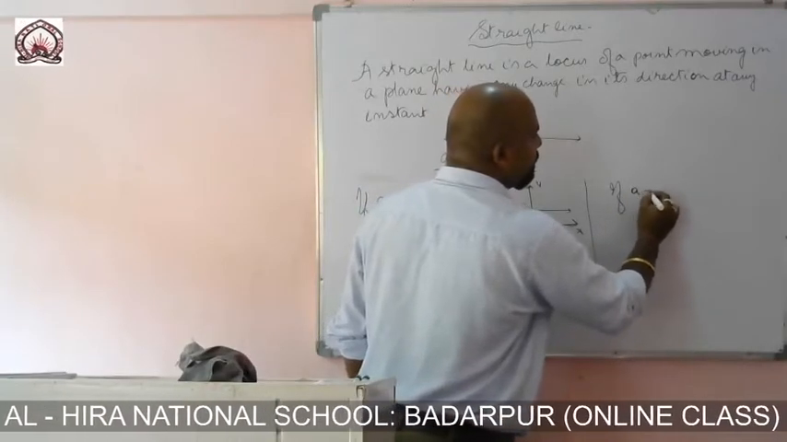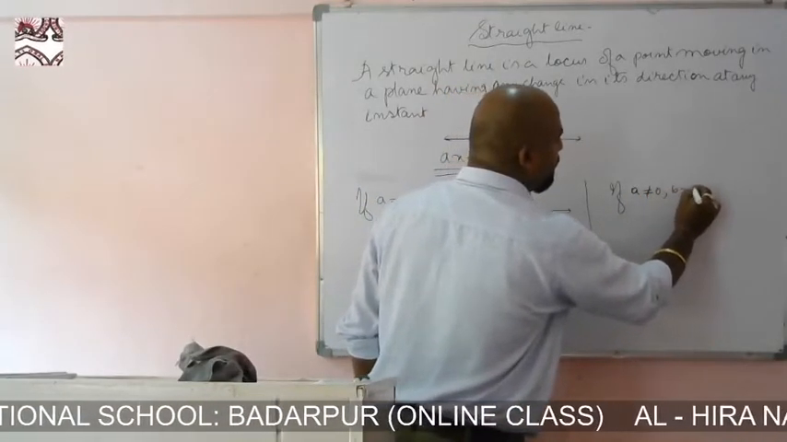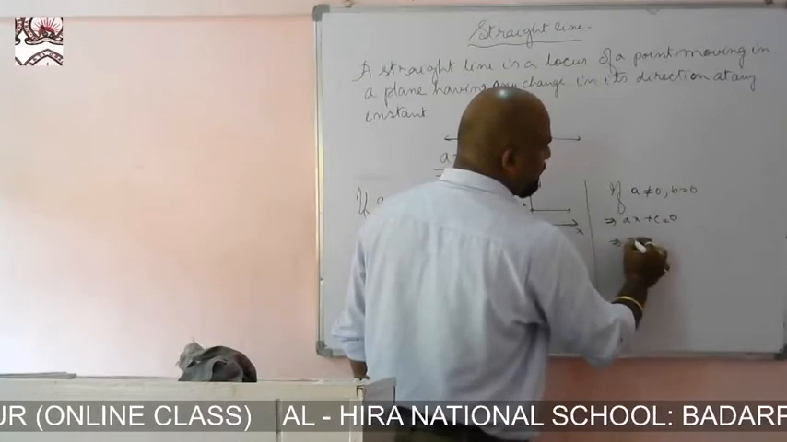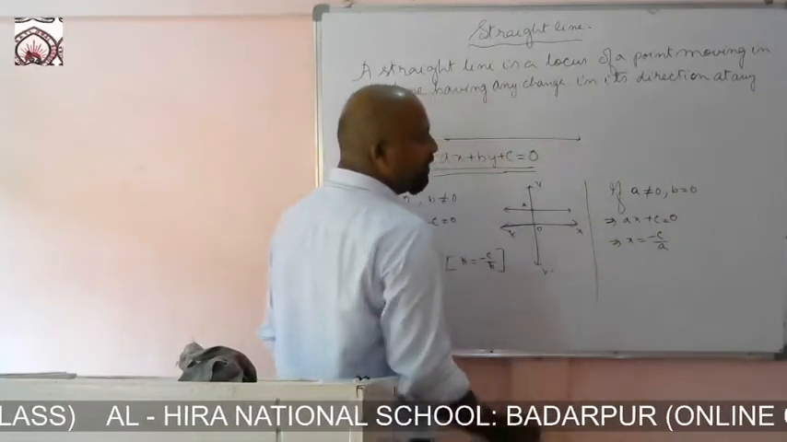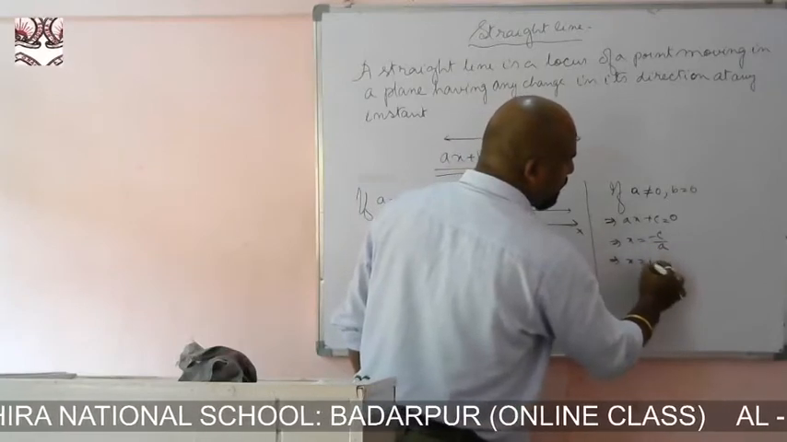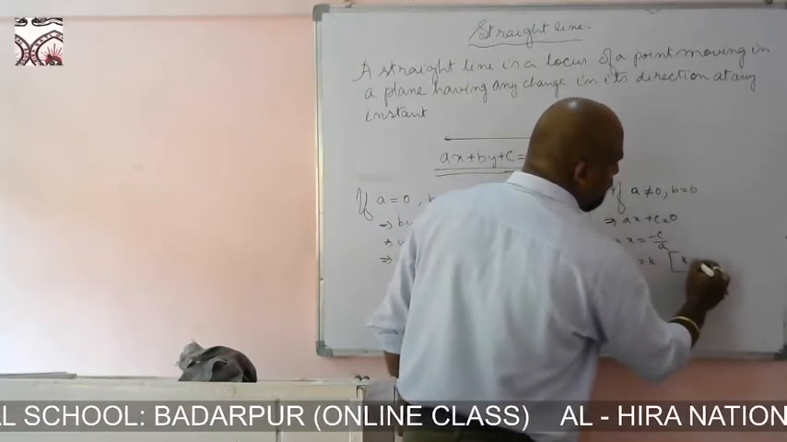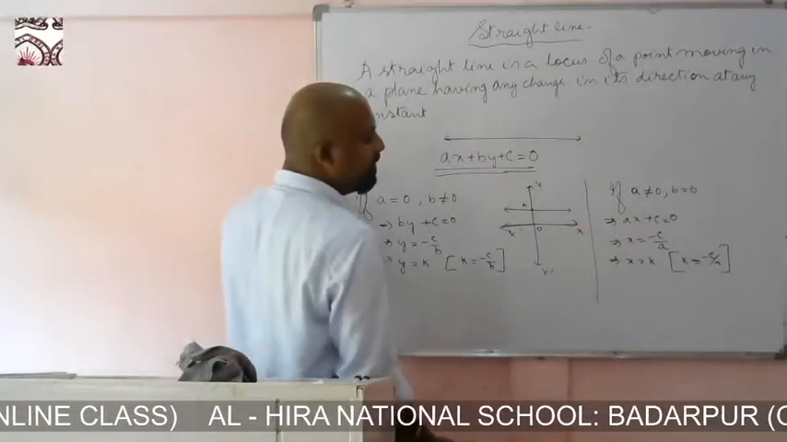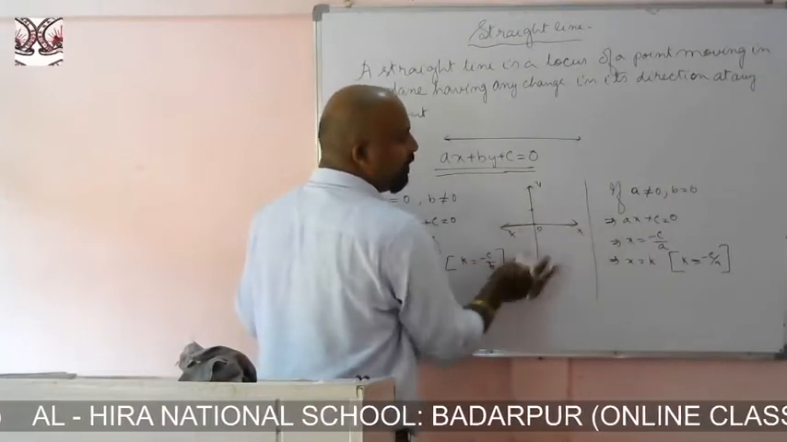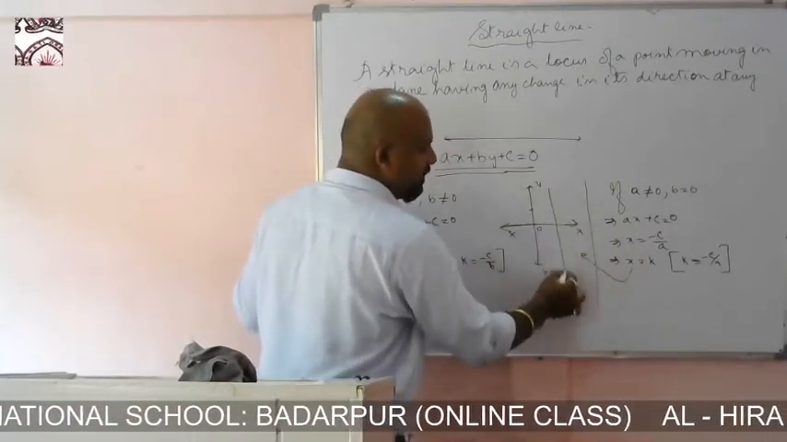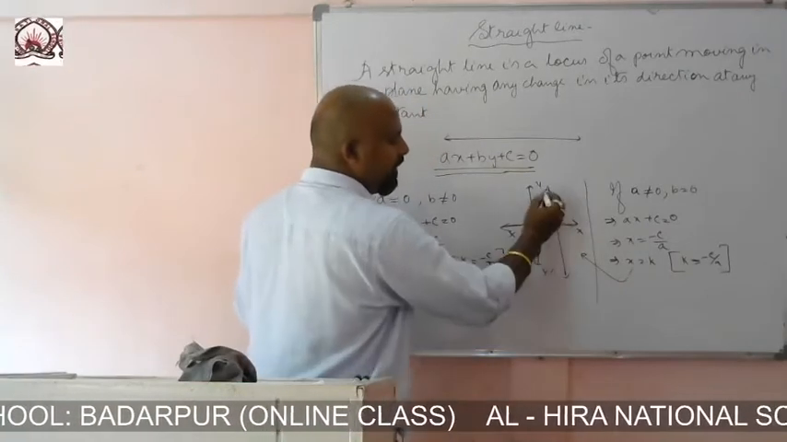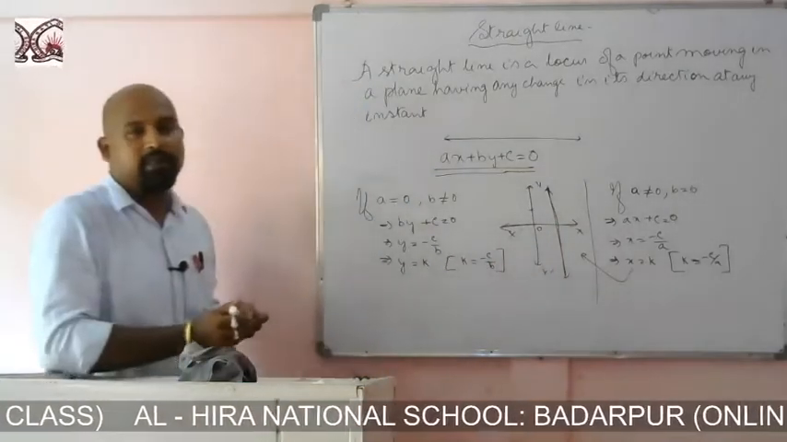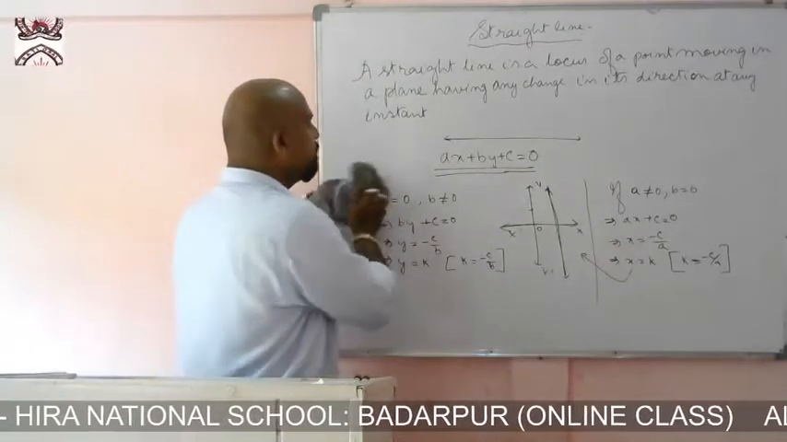Now if I consider a not equal to 0 and b equal to 0, then what are we getting? Ax + c = 0, then x = -c/a. If I consider x = -c/a = k, then what will the line be? If I draw this line, from this line we are getting x = k. It will be a straight line which will be parallel to the y-axis. Okay.